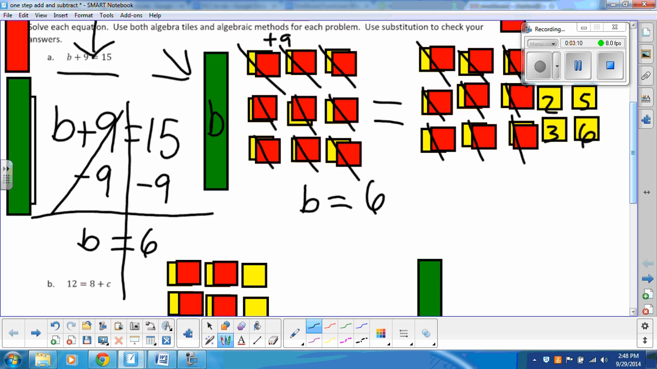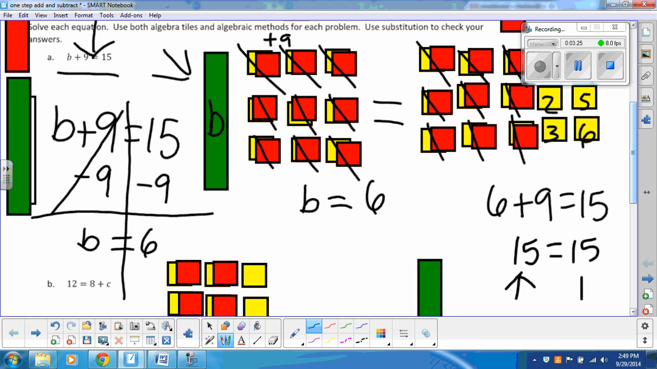Now I'm going to check my solution. So if I say b equals 6, I can check it out and see if that's a true statement. 6 plus 9 equals 15. 6 plus 9 is 15. So I have the same thing on the left side that I have on the right side. So that means without a doubt 6 is my answer.